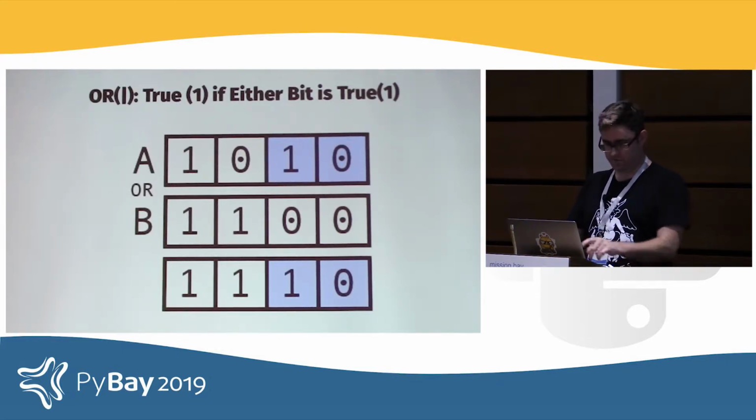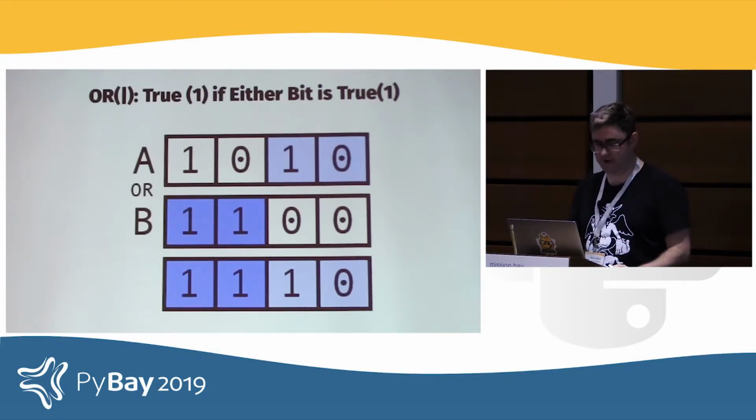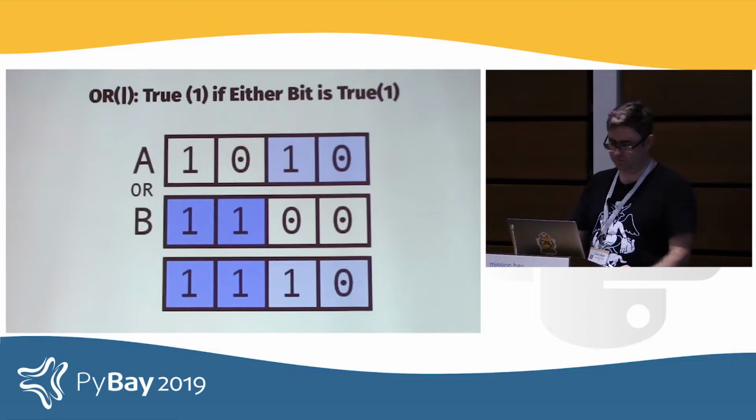Another pattern here, we've got 0s this time in B, and they allow the 1 and the 0 to pass through. Similarly, these ones in B take over, they win, right?